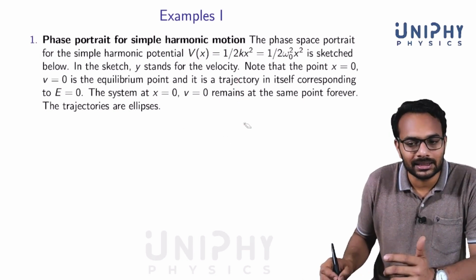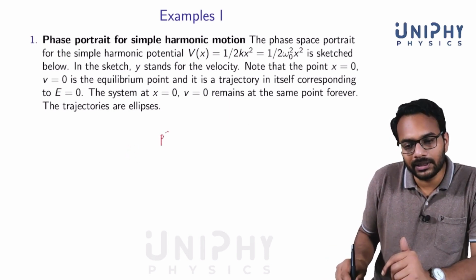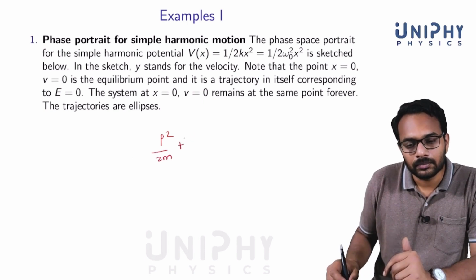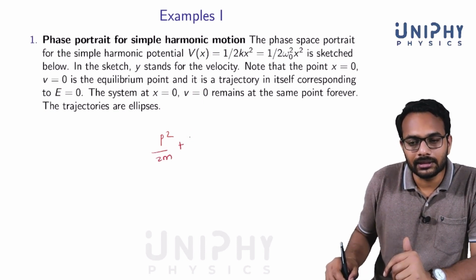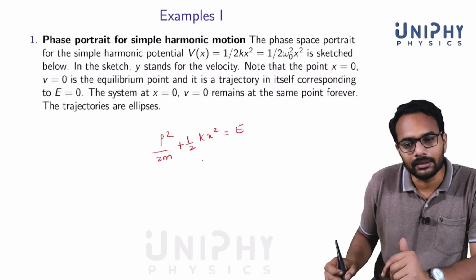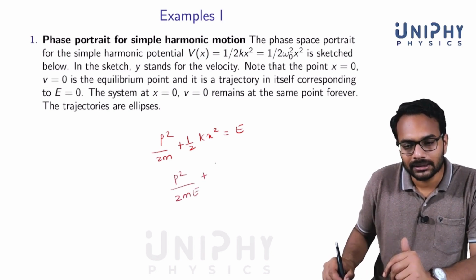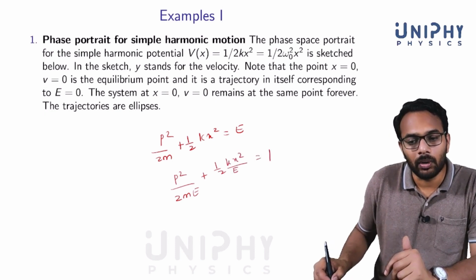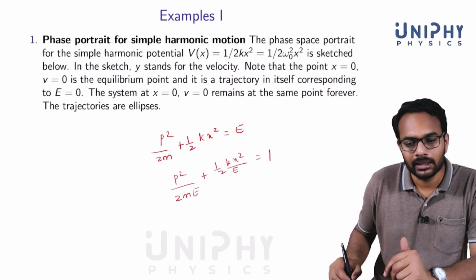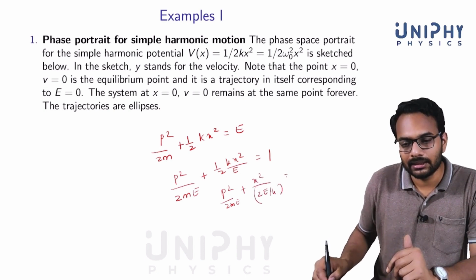Because what's the conservation of energy condition? We can say that p squared by 2m, this is the kinetic energy, plus the potential energy, half k x squared, is equal to some energy E. This means p squared divided by 2mE plus half k x squared divided by E is equal to 1. We just divide throughout by E. Now we can write this as p squared divided by 2mE plus x squared divided by 2E by k is equal to 1.